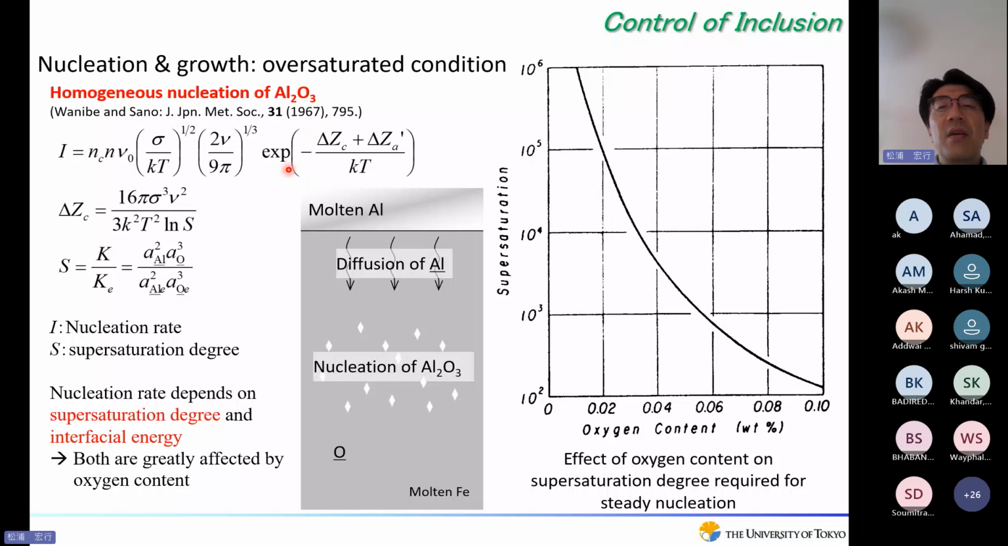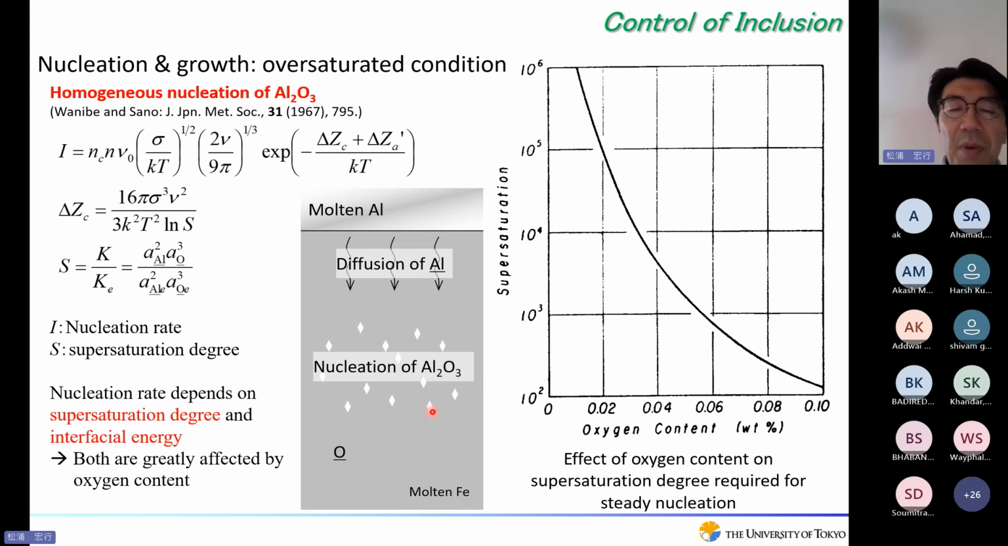The other case, whenever the inclusion is formed from molten liquid, it requires some oversaturation to promote the nucleation and growth of the inclusions. So very old studies have shown the homogeneous nucleation of alumina by using this kind of experimental technique.